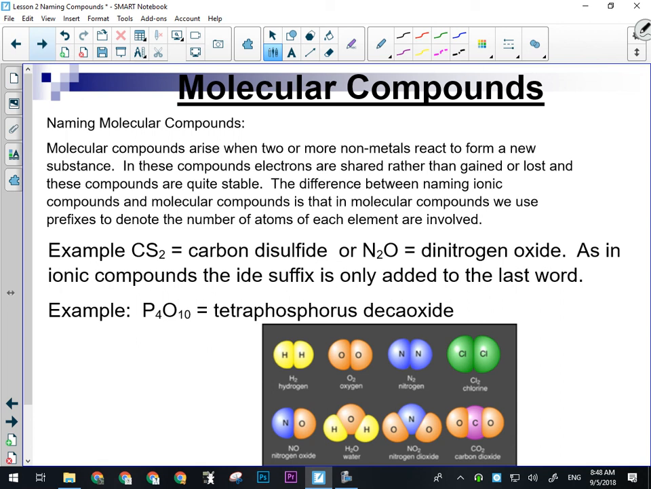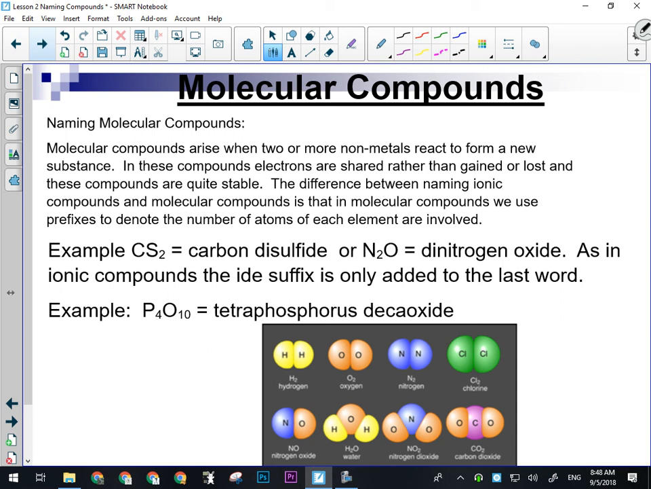But now we have to use prefixes to tell people how many of everything there is, because there's not necessarily a fixed ratio for molecular compounds to go together. We already talked about how with ionic compounds, because they have to have a net charge of 0, there can only be this many of this and this many of that. It doesn't work that way with molecular compounds. They can make weird bonds and things like that where there can be different numbers of things and the compound can still work. So we have to use prefixes in a molecular compound to tell people how much of everything there is.